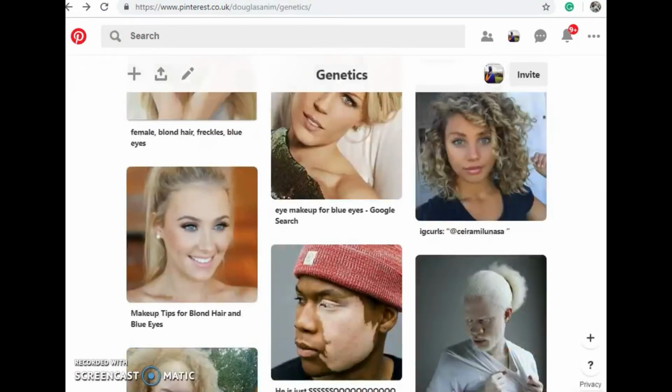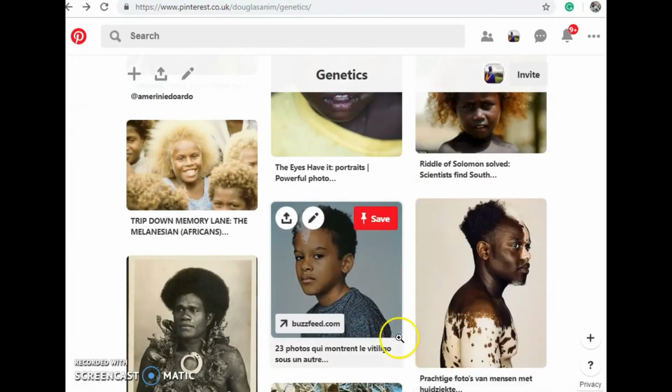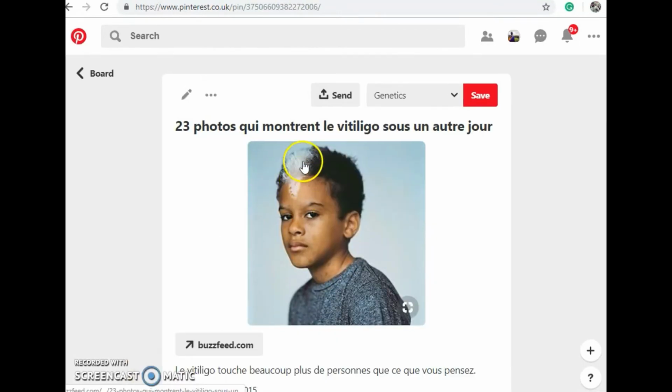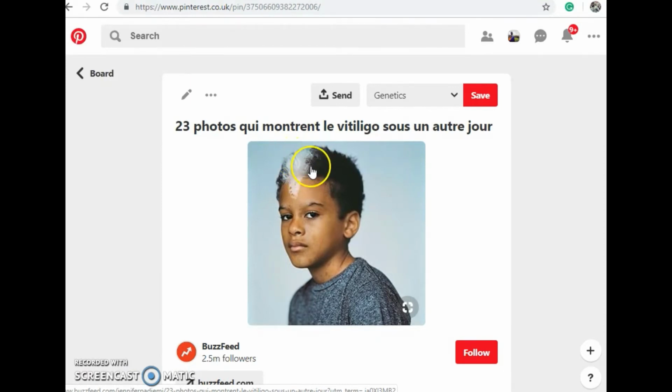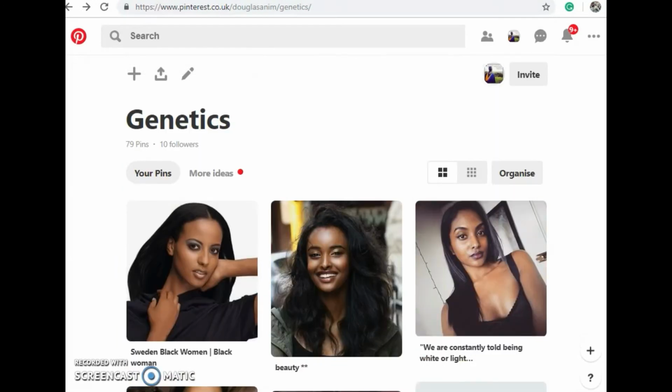But yeah, that's a few people with vitiligo. This kid here has vitiligo. That's on his hair and his forehead. It can potentially spread, but some people can have vitiligo and it doesn't spread. The spreading behavior is quite strange. But yeah, it's not a disease. It's just a unique look, really. It can be a very own unique look.